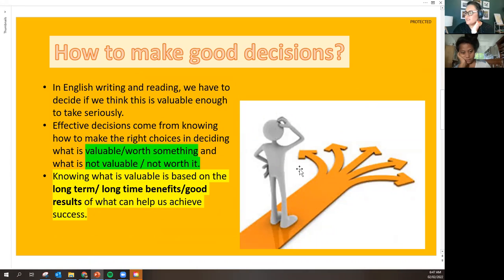Because if you think about this image, imagine if that was you and you had 5 choices, 1, 2, 3, 4, 5, and you had to make one. Which one would you choose? So that's what this paragraph is saying on the left-hand side.